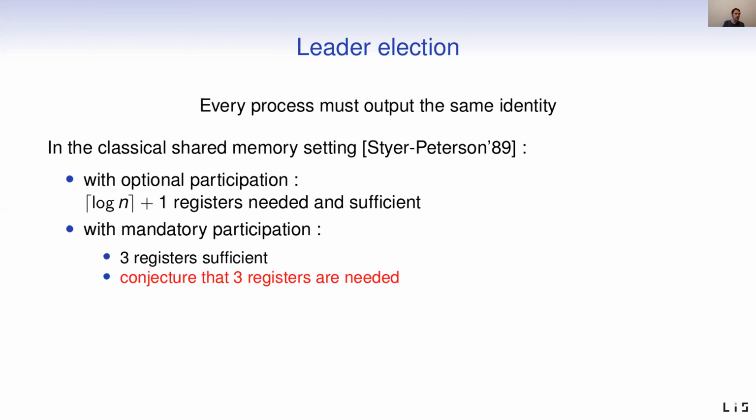So in the classical, that is non-anonymous memory setting, Styer and Peterson gave the following results in 1989 in a paper that was published in PODC actually. So with optional participation, the ceiling of log n plus 1 registers are both needed and sufficient, so that's a tight bound. And with mandatory participation, they give an algorithm that solves the problem with 3 registers. And they give a conjecture that says that 3 registers are needed.